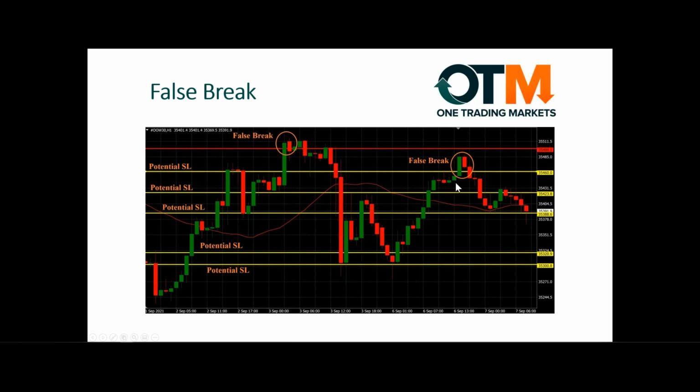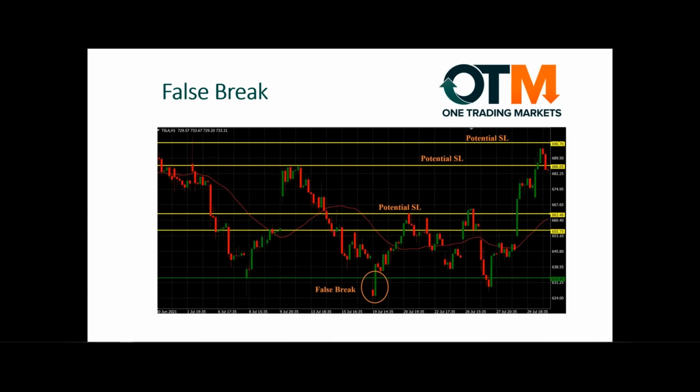You see here again another false break. The market broke it, but there was no other confirmation, so the market went down. And again, my take profits are their potential stop losses for those who enter the trade based on the support and resistance only. Is it clear? Let's have another example.